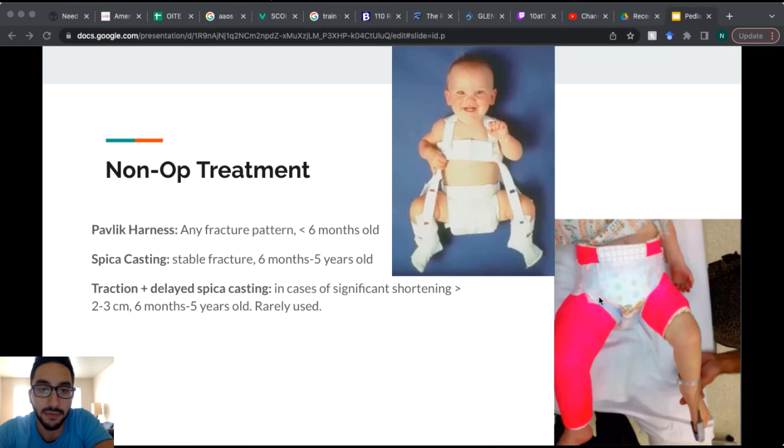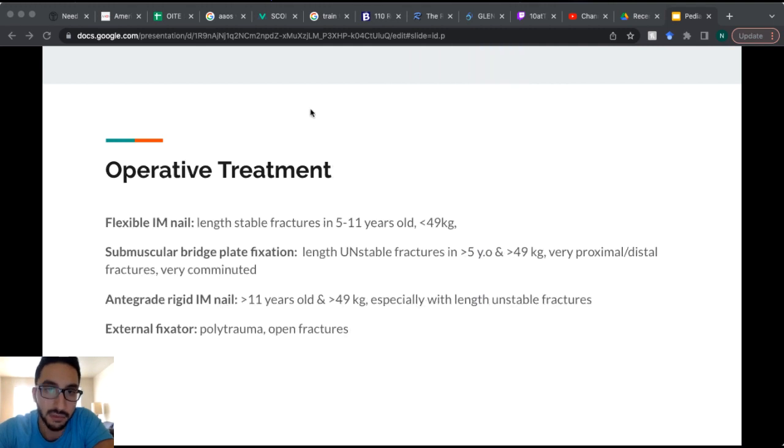If it's rarely done anymore, but in cases of severe shortening, you could do traction plus delayed spica casting. In terms of operative treatment, you basically have 4 options. You can do a flexible intramedullary nail, you can do submuscular bridge plating, an antegrade rigid nail, or an X-fix.